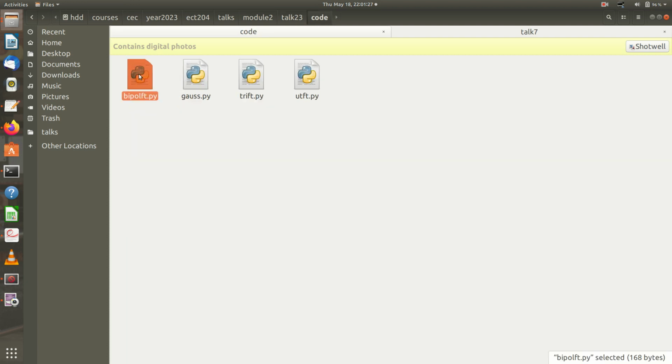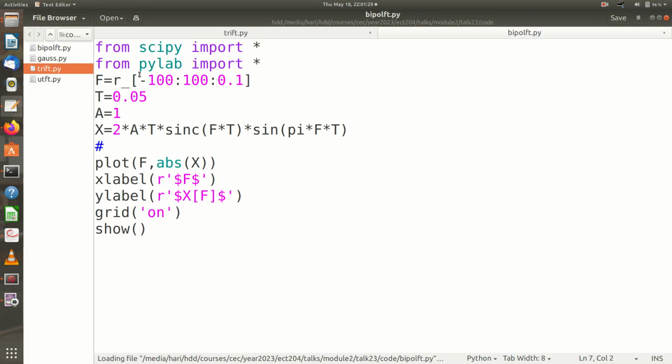So this is the spectrum, or the Fourier transform, of a bipolar pulse. Here frequency I took from minus 100 to 100 with an increment of 0.1, and capital T I took as 0.05 second, and the amplitude as 1. So this is the function X(f) = 2AT sinc(fT) multiplied by sin(pi fT), and the absolute value is plotted against f.